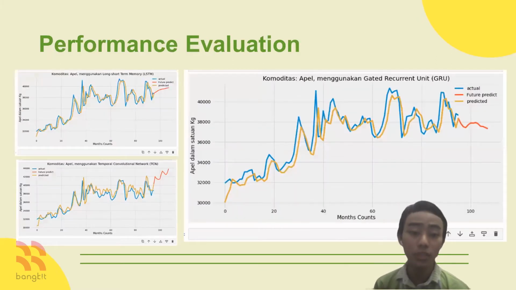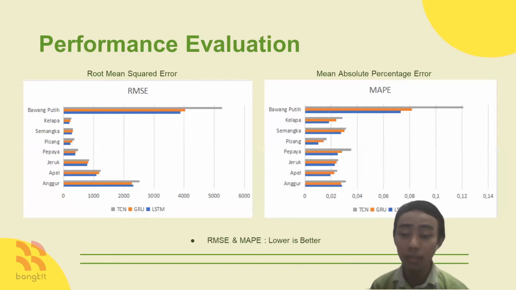For the performance evaluation, we are comparing the 3 algorithms here. As you can see, there are graphs here between actual and predicted values. Also the future predictions are presented here. The next step is also performance evaluation, but this one compares the root mean square error and the mean absolute percentage error. The lower is better.